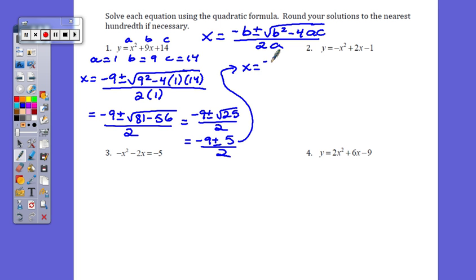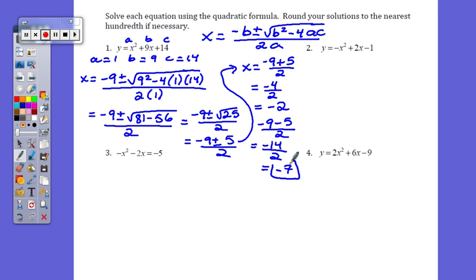So I have negative 9 plus 5 divided by 2. That's going to give me negative 4 divided by 2, so my first root is going to be negative 2. Then, again, it's plus or minus, so I need to now take negative 9 minus 5 divided by 2. That's negative 14 divided by 2, which gives me negative 7. So you can see here negative 7 and negative 2, those are my two roots.